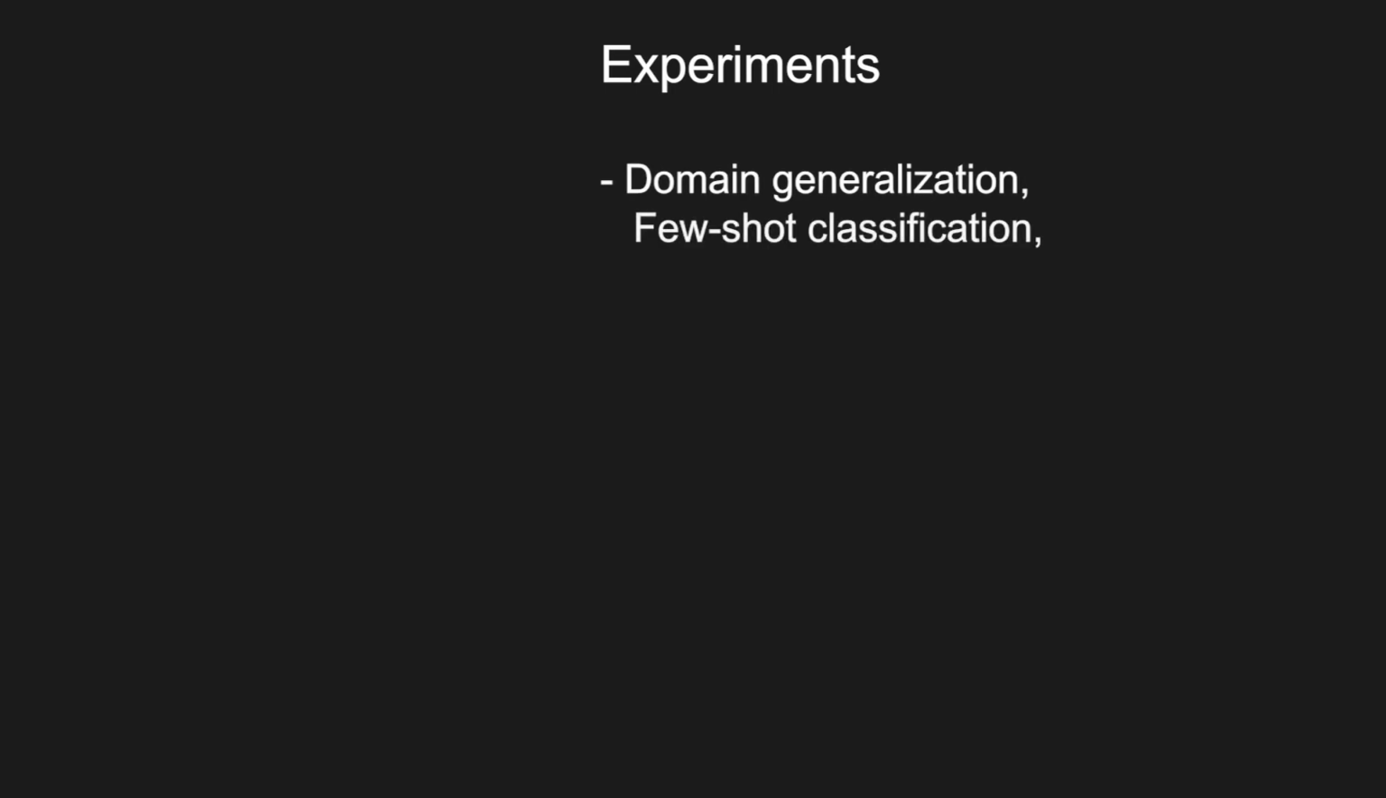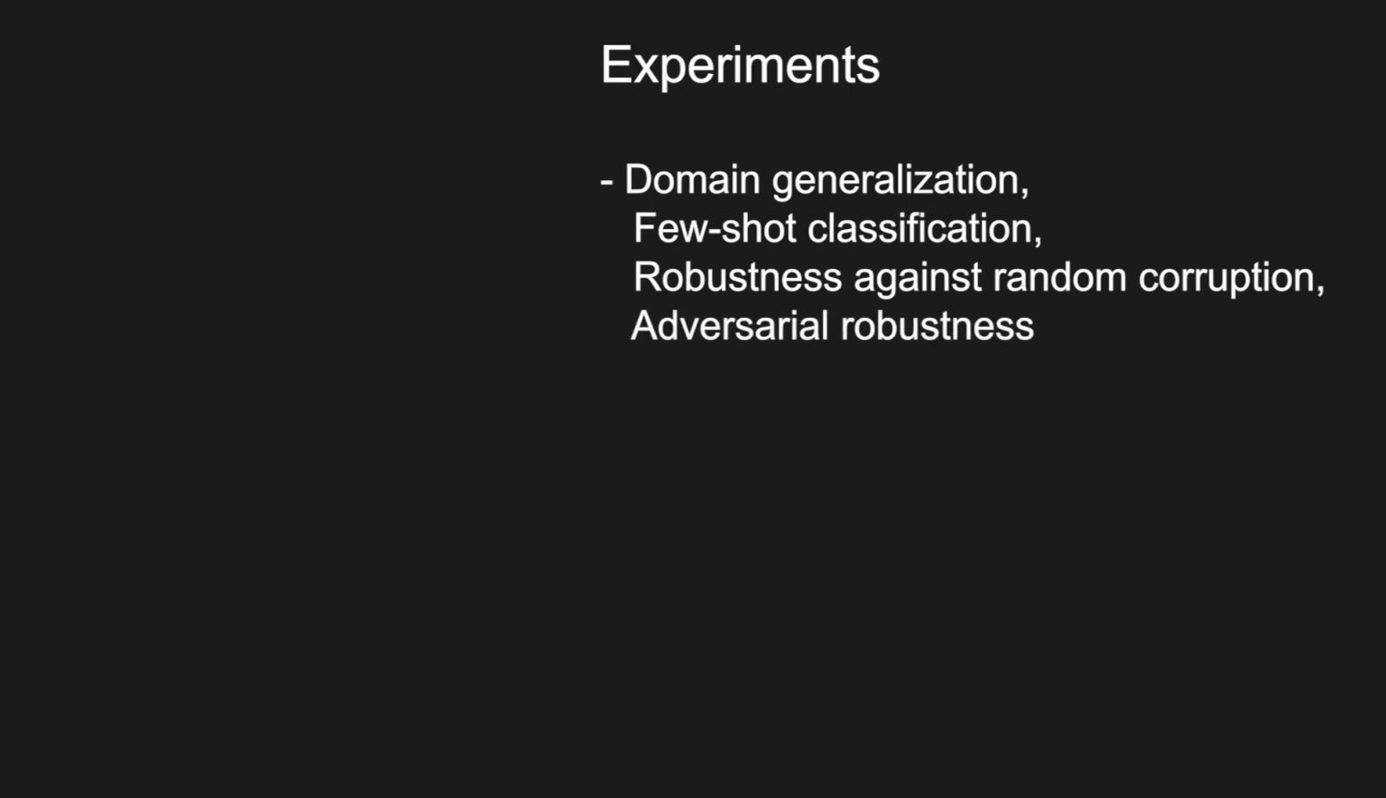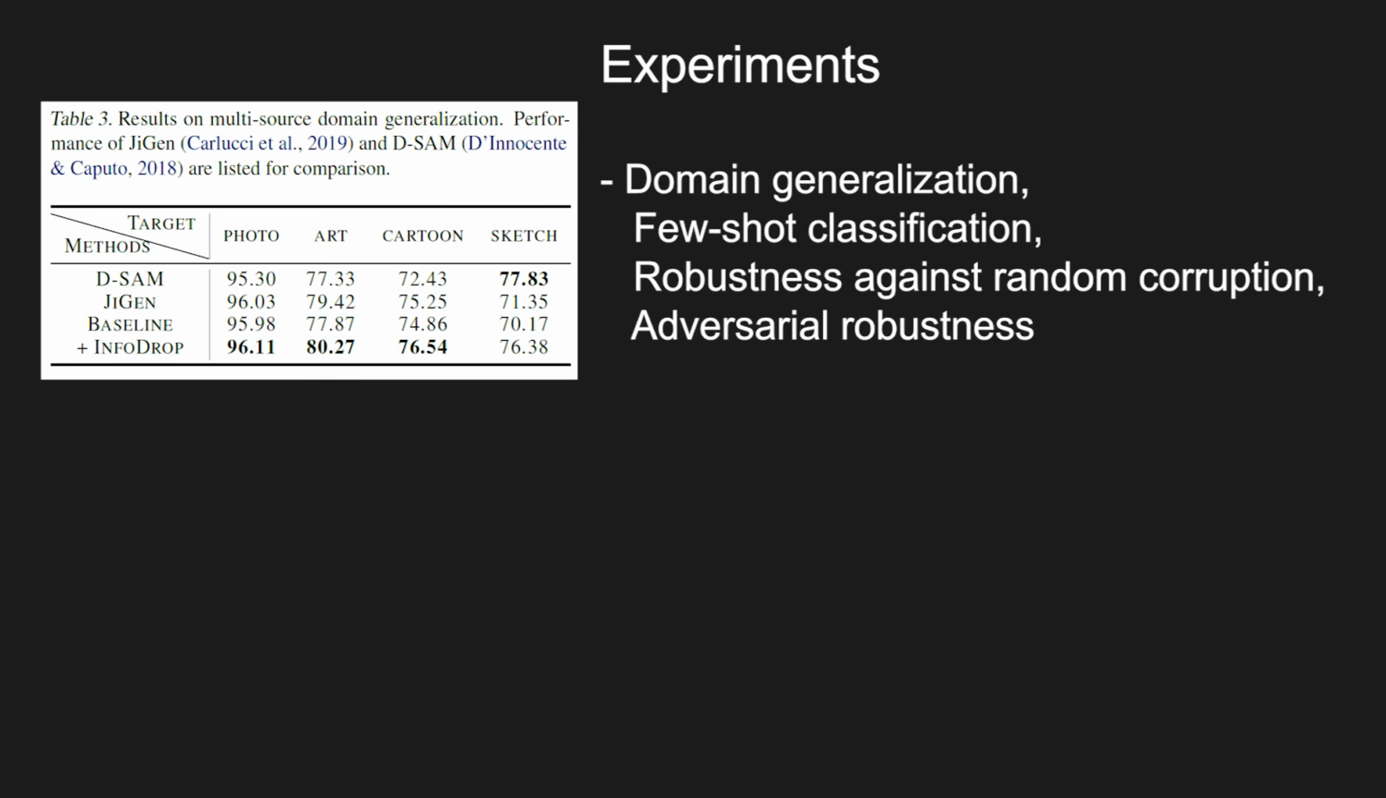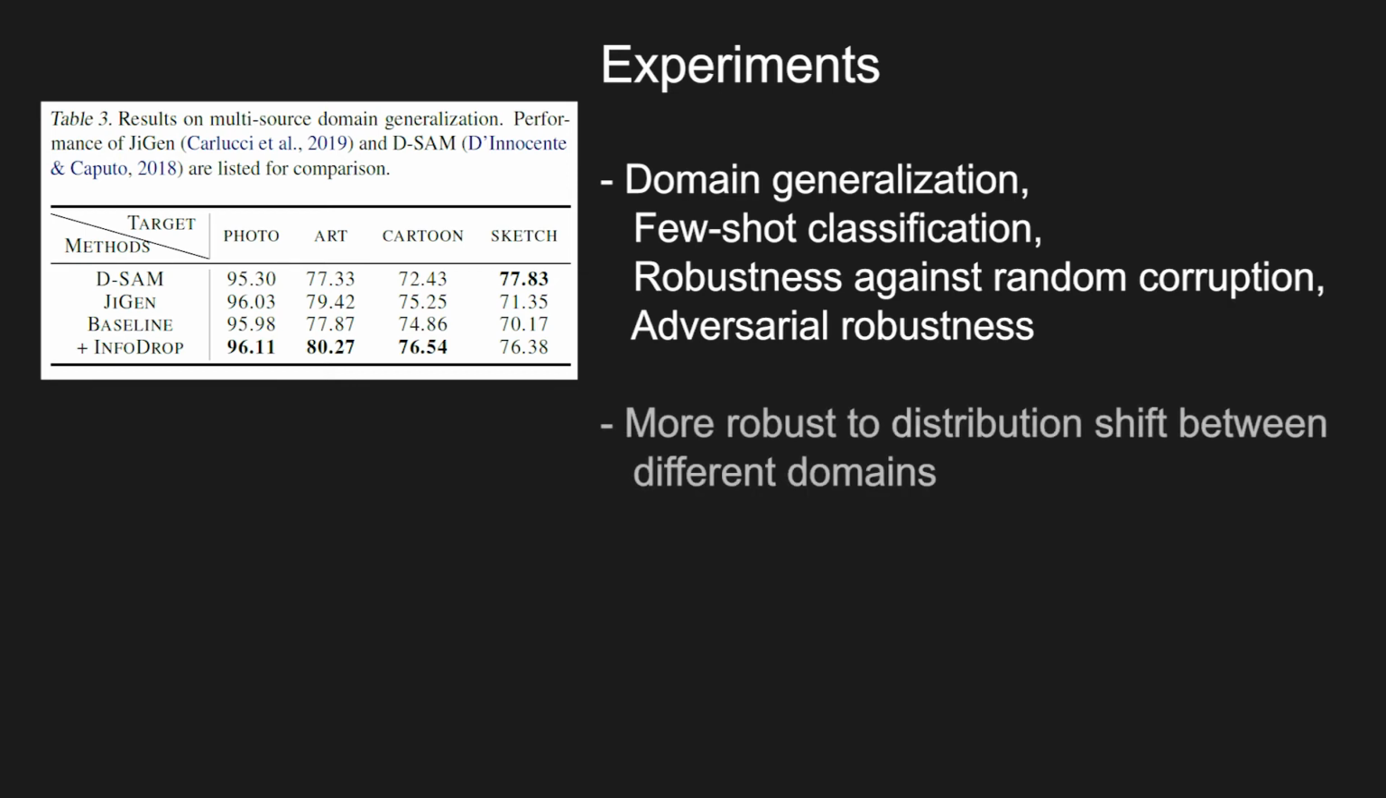Performance of InfoDrop is evaluated under 4 different tasks: domain generalization, few-shot classification, robustness against random corruption, and adversarial robustness. Here, we'll just go through the results of the domain generalization and few-shot classification tasks. The first table shows performance of InfoDrop on the domain generalization task. As shown in the last row, the baseline model with InfoDrop is more robust to the distribution shift between different domains and obtains consistent improvements over all target domains.